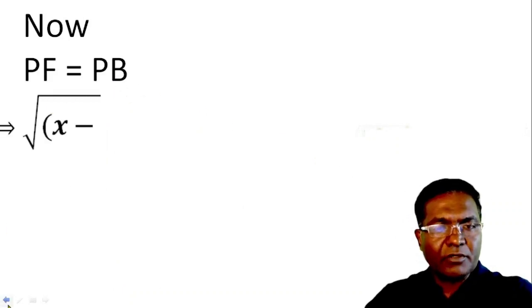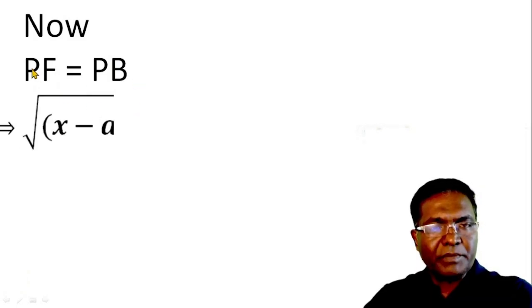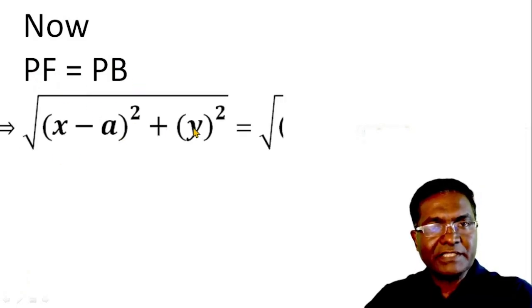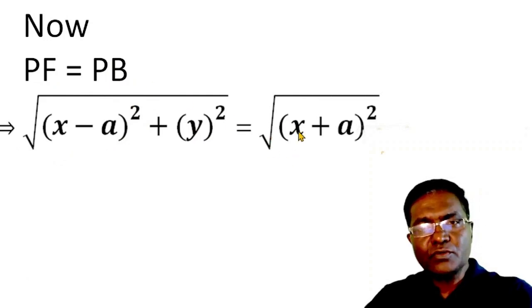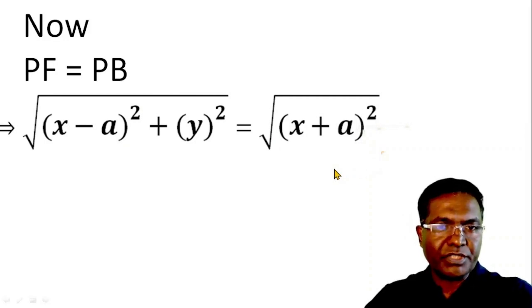Now, what do we have? PF is equal to PB. So substitute PF and PB. PF is the root of (x minus a) whole square plus y square, and PB is just the root of (x plus a) whole square.